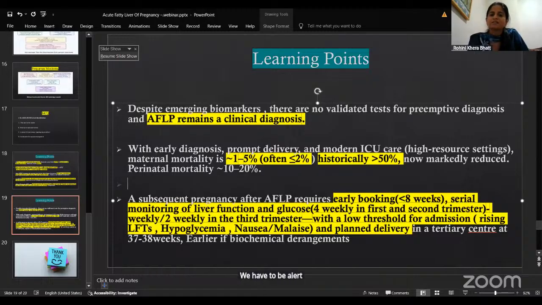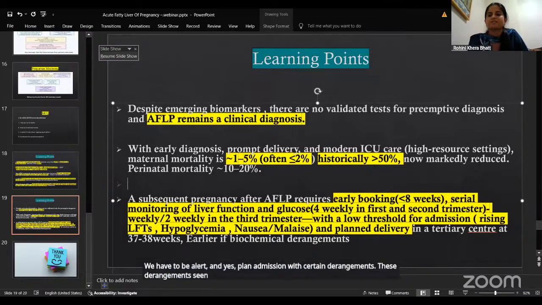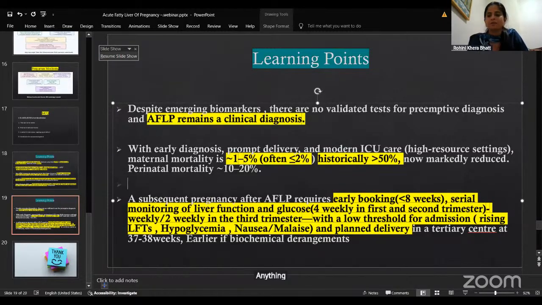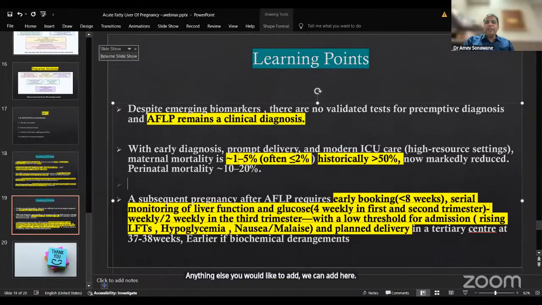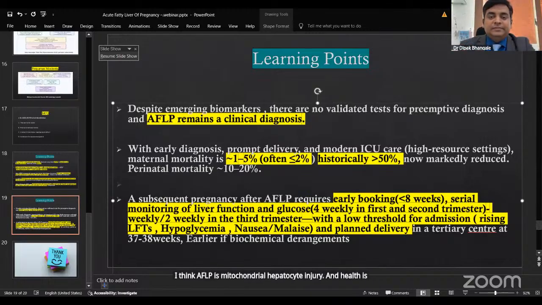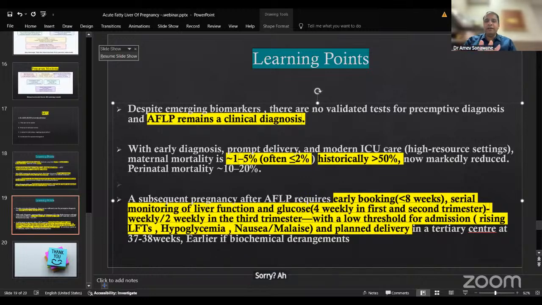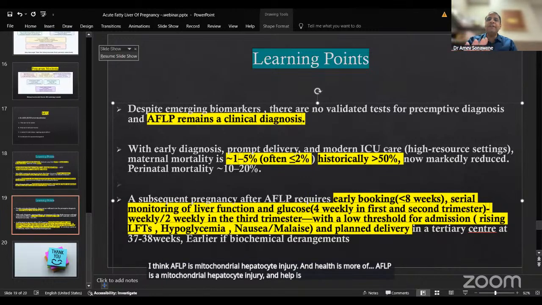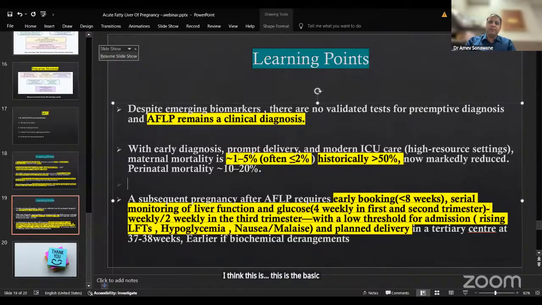And yes, plan admission if these derangements are seen, and plan delivery by 37, 38 weeks in a tertiary care center. Anything else you would like to add? I think we can add here that AFLP is a mitochondrial hepatocyte injury, and HELLP is more of a placental-driven endothelial injury. I think this is the basic concept.